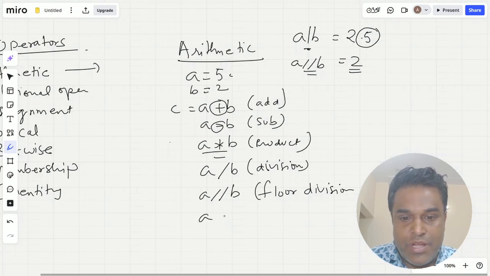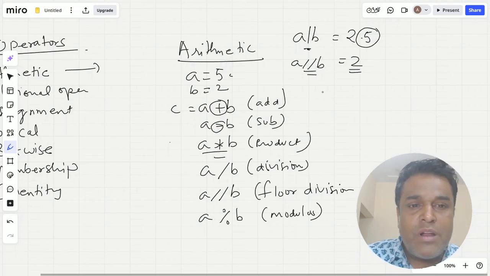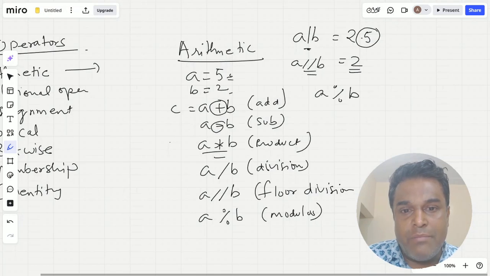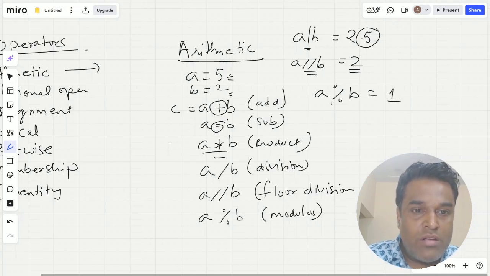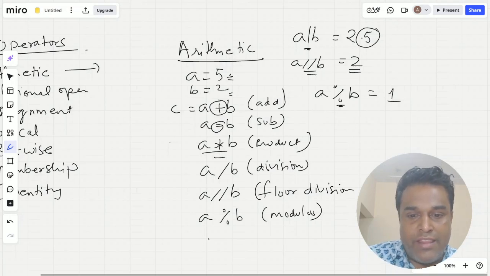Then what we have next is the percentage sign, which we call modulus, or in simple words, the mod operator. Basically A is going to get divided by B if I do it this way, but we are going to take the remainder part. So in this case, if A is 5 and B is 2, the remainder will be 1. So in any case, if you want the remainder part of the division, we use the mod operator. And then we have the double star, and that is the exponent.